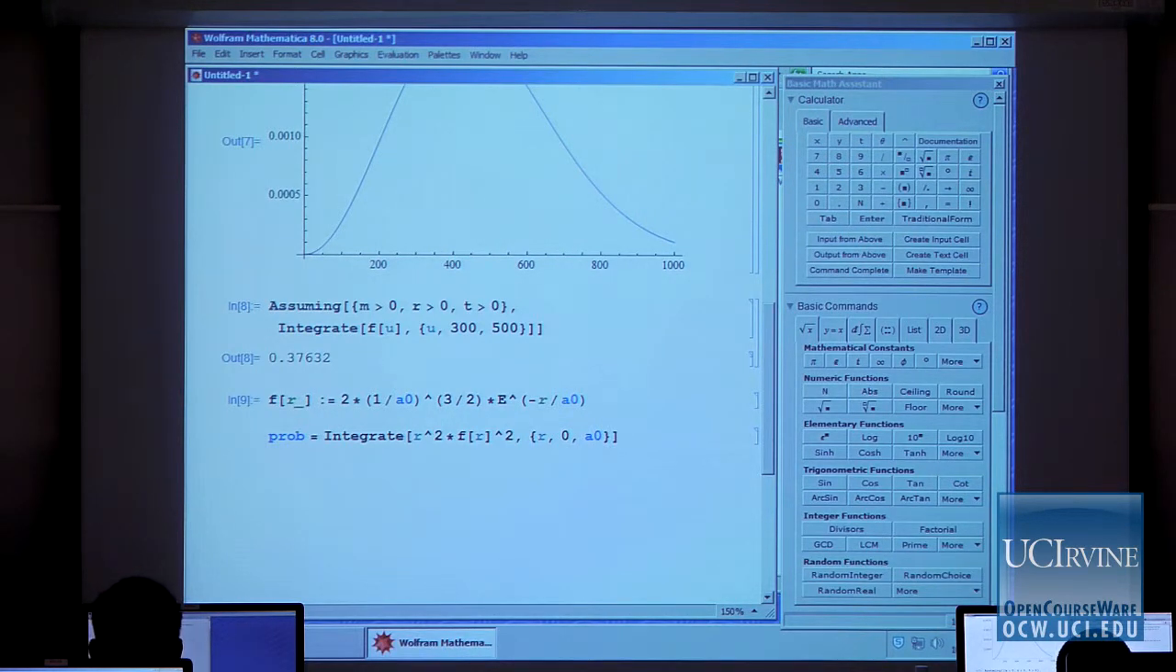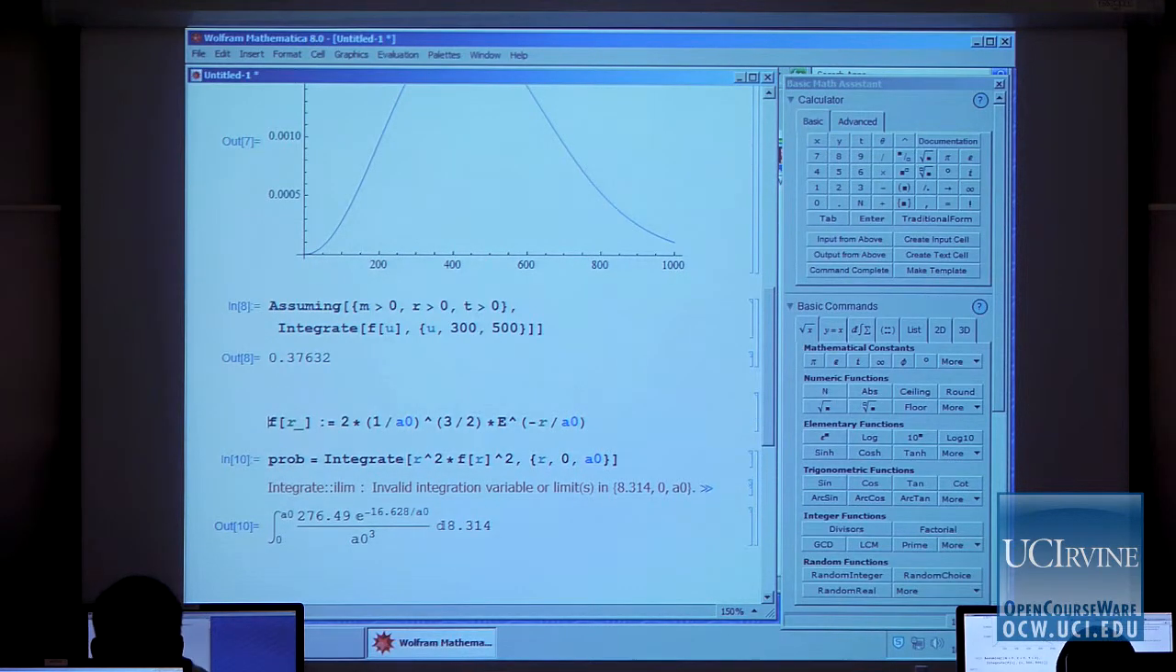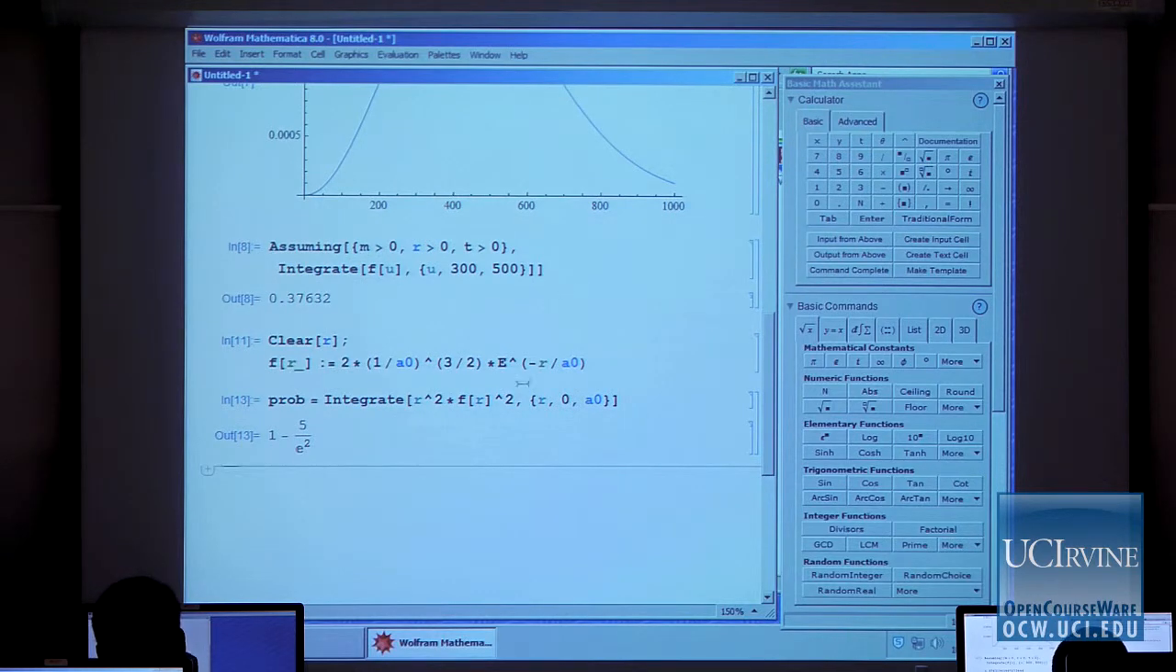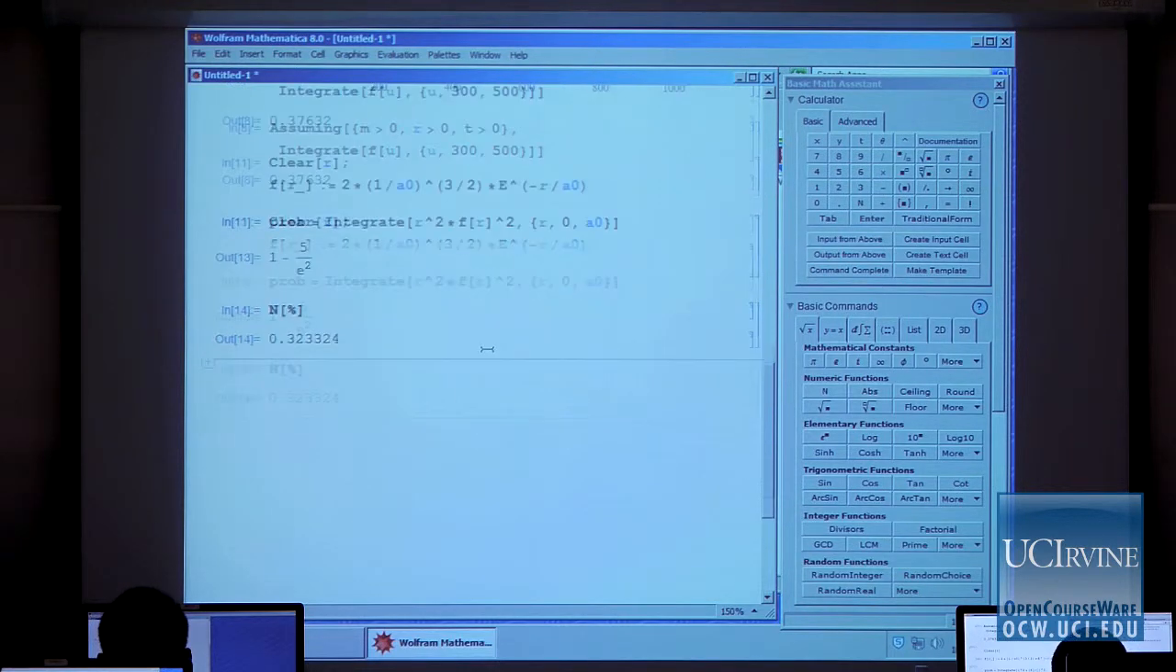All right, so we can go ahead and try that. And what do we see? What we see is that I should clear r, because I assigned r to a value, and that screws everything up. So I'm going to go ahead and say clear r here, re-enter, and then try again. And notice we got an exact answer for this. If we want a numerical value, we could say n%. And it says there's about a 1 in 3 chance of finding the electron in the 1s orbital between 0 and the Bohr radius. Does that make sense?